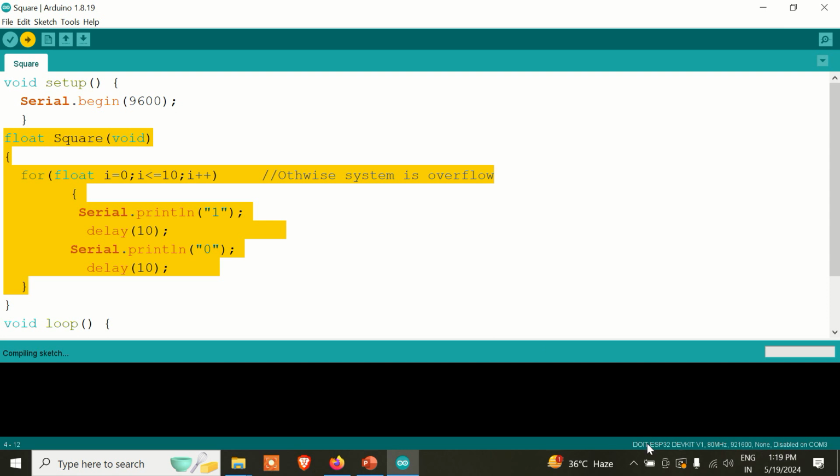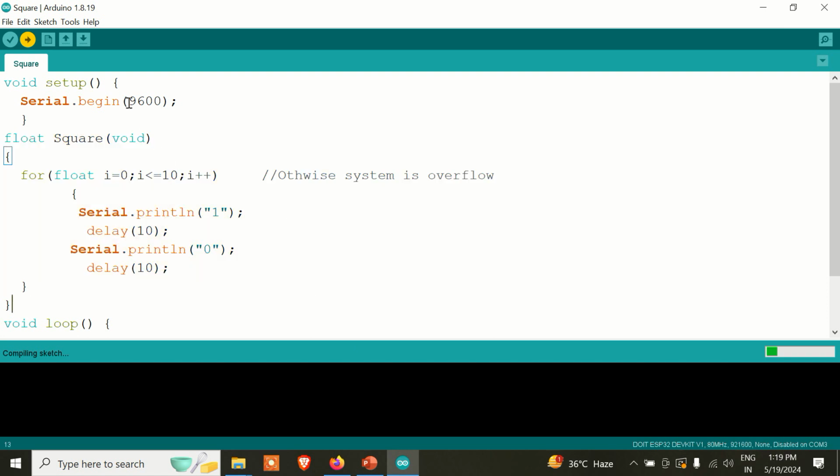So the program is getting compiled and is transferred from the PC to the CPU, where the device we have selected is ESP-32, Do It ESP-32 development kit, and the port is connected at COM3, which is shown in the device manager. The baud rate for this program is chosen 9600 bits per second. So once the program starts executing, it will transfer the data with this 9600 bits per second.